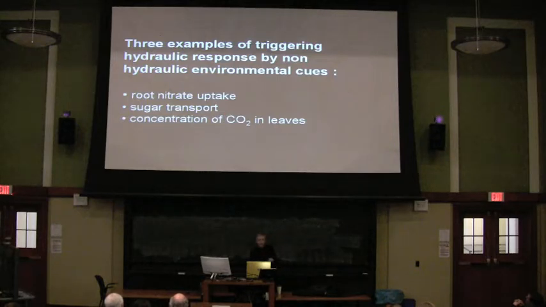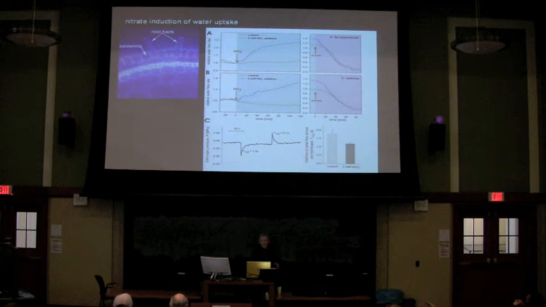So I will go through three examples: root nitrate uptake, sugar transport, and concentration of CO2 in leaves. And this is the first. It's about root uptake of nitrate by roots. One of the observations that I made recently was that when we apply nitrate to previously a little bit nitrate starved plants, of course nitrate presence will trigger nitrate transporters and nitrate will be taken up by the root.